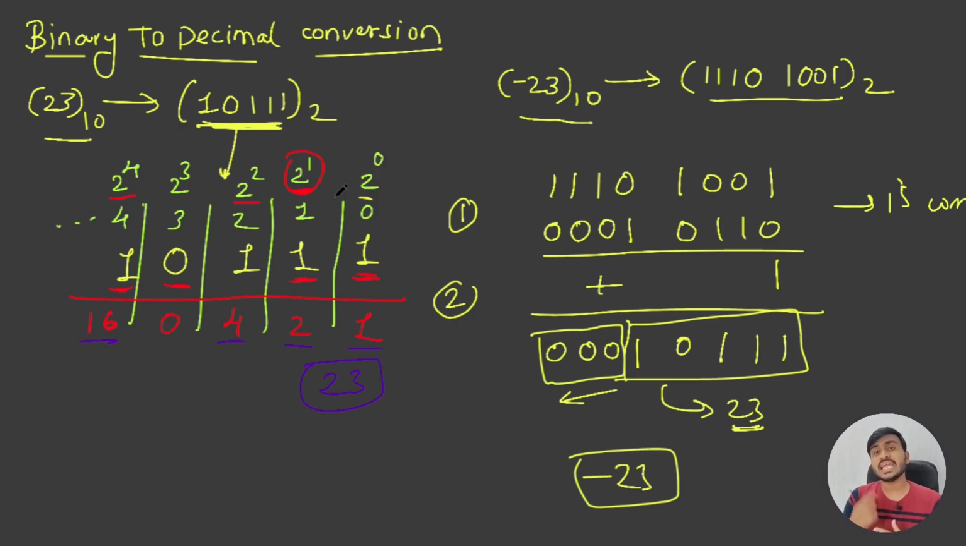How can we convert a negative binary number back to decimal? You have to first take 1's complement of the binary number, then you have to add 1 to that 1's complement, and then whatever number you are getting, by following the same method that we follow for the positive number, you have to convert that number to decimal. You will get some number, and you just have to add a minus sign in front of it. In this way you are going to get a negative number converted to decimal.